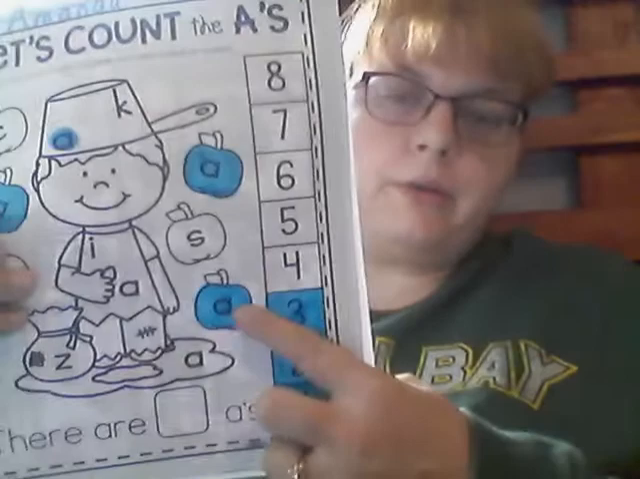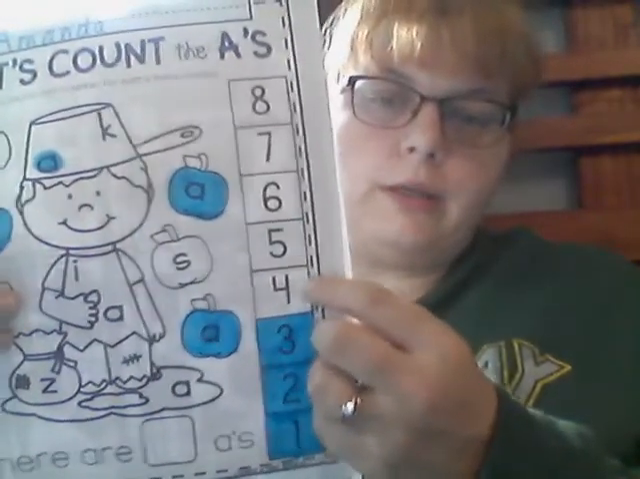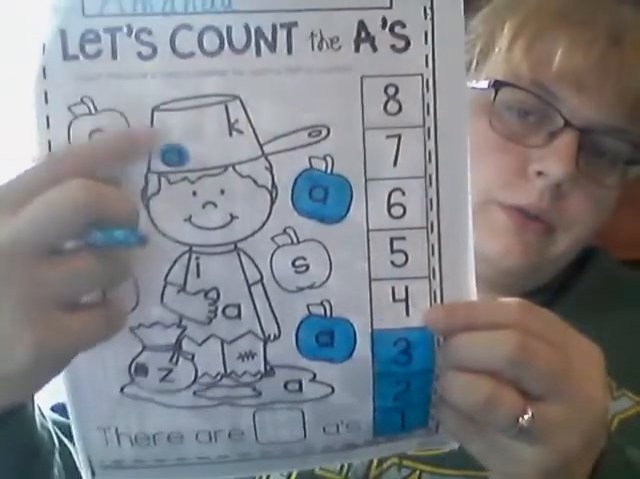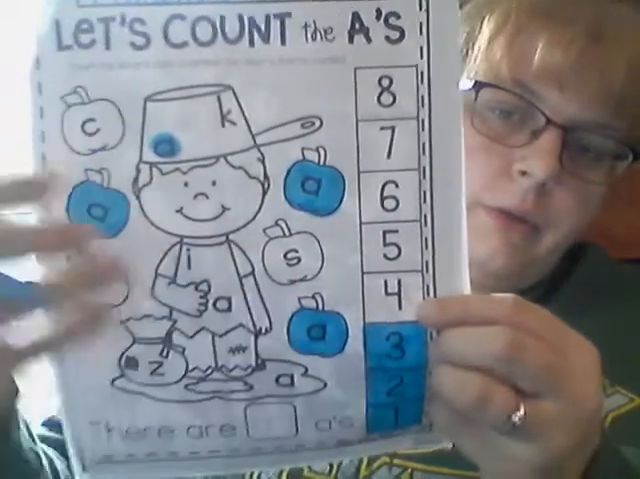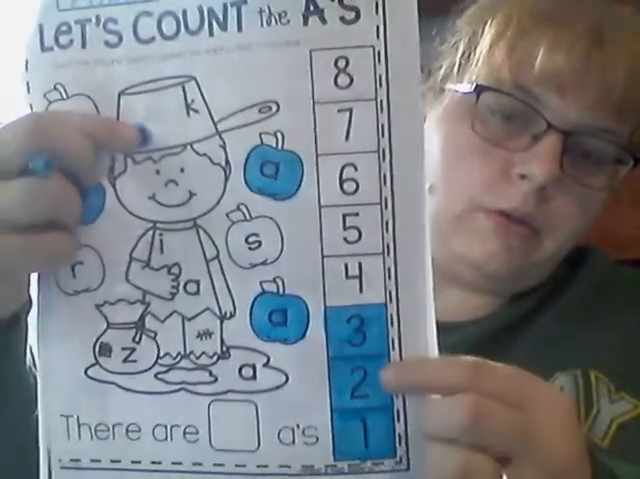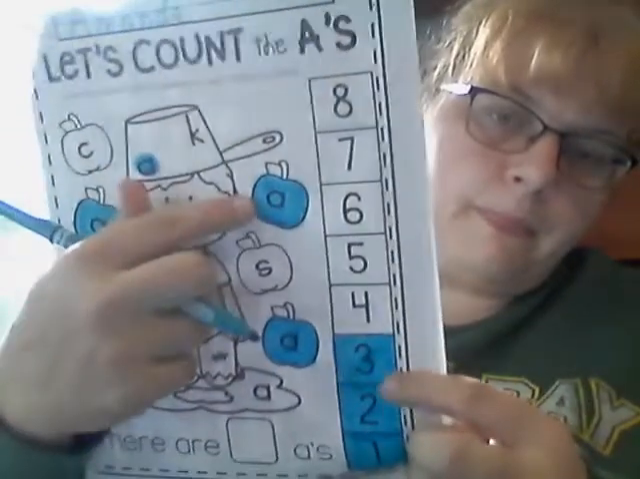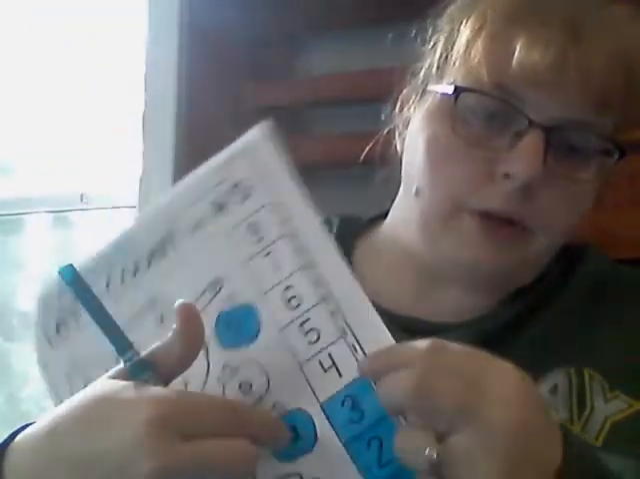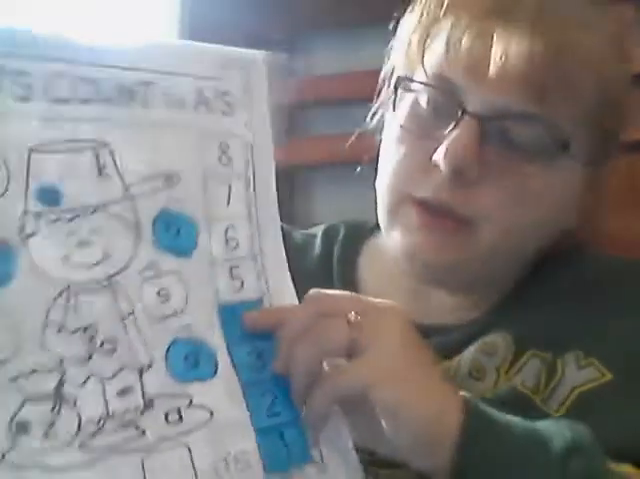And when we're done coloring that in, we're going to color that 4 in. Because now we have 4. 1, 2, 3, 4. So there's 4. Okay, and then we're going to look down here.